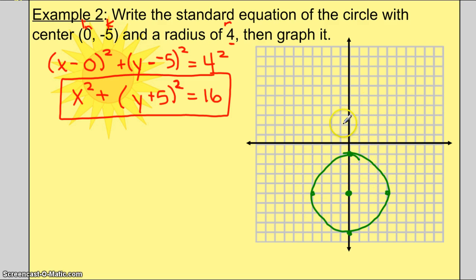So, you have your circle, and it's a beautiful circle. And you've got your equation. So you're done with the problem. Huzzah!